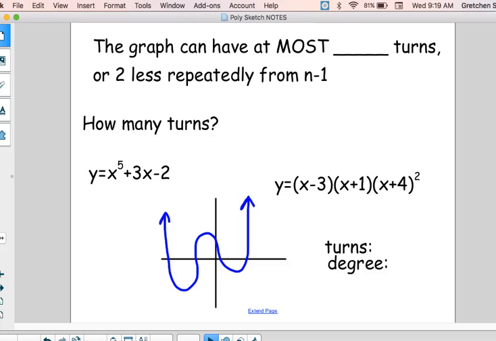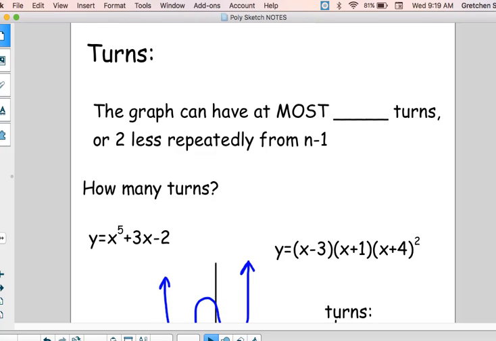So maximums and minimums are your turns. The turns are also based off of the degree. So n is your exponent. So a graph can have at most n minus 1 turns. So whatever the degree is, take away 1. That's the most amount of turns it can have. Or 2 less repeatedly from n minus 1.